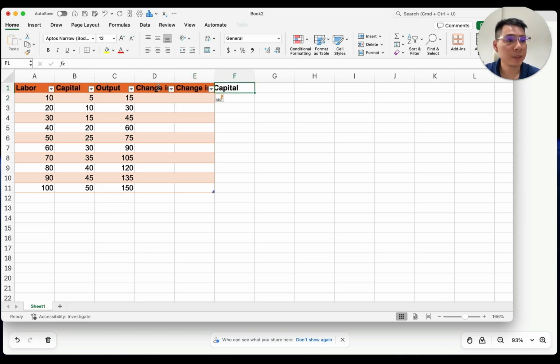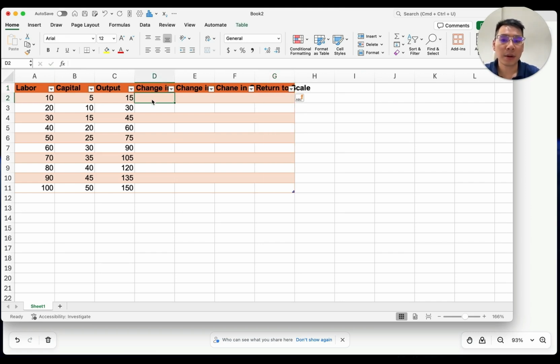Okay. And then I'm going to measure the change in output. So I need 3 different columns additional to measure those changes. And then the last one I'm going to call return to scale. So how do I identify these?